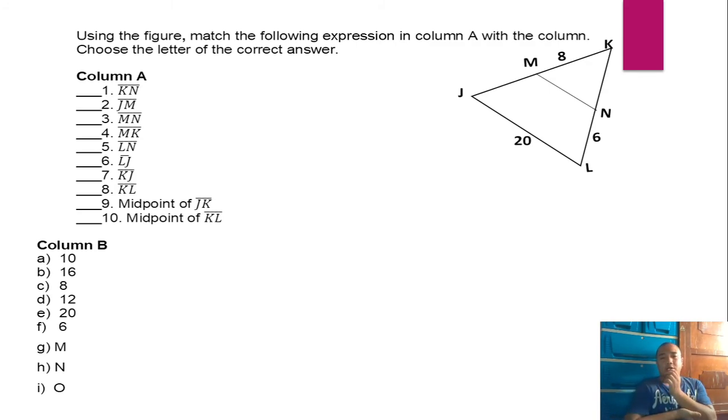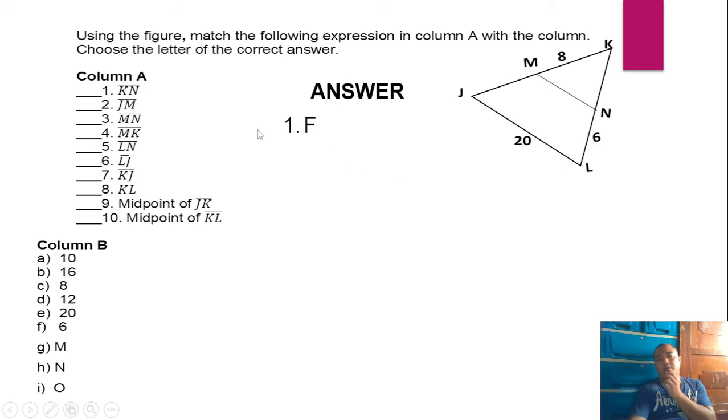Now, matching type tayo. Match the following expression in column A with column B. Choose the letter of the correct answer. Let's start with KN. So we have here triangle JKL, MN is the midline, MK is 8, NL is 6, JL is 20. Number 1, what is KN? The answer is also 6, so letter F.